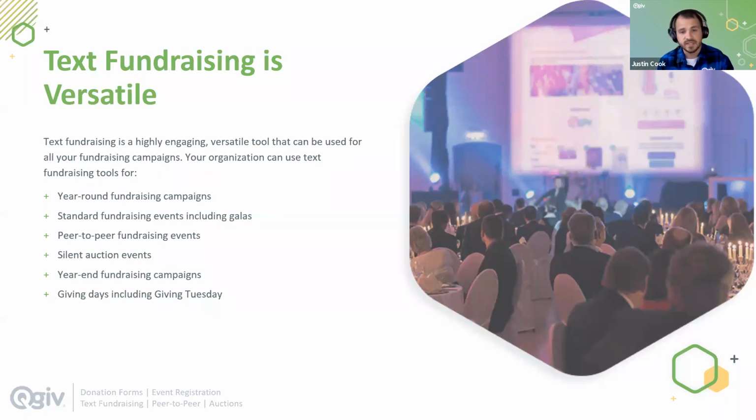Specifically for auction events as well. Let's say that you have an auction item, it's a high ticket item. You want to make sure that donors know that it is an option, it is available to be bid on. You can use text fundraising to alert bidders to that. Or if you have an auction item that is struggling to get bids, you can raise awareness by sending out those text messages during the auction itself.